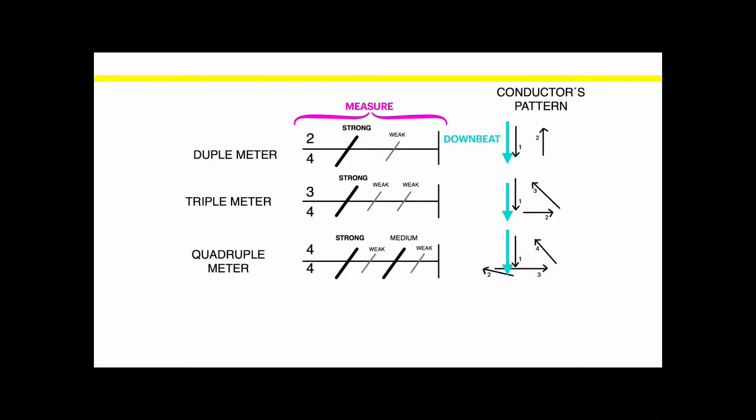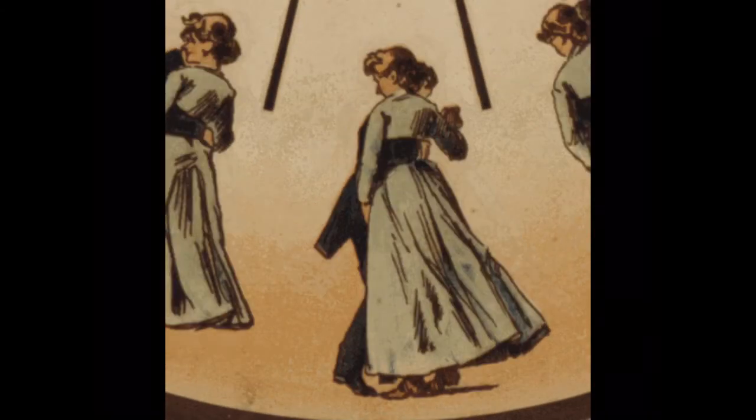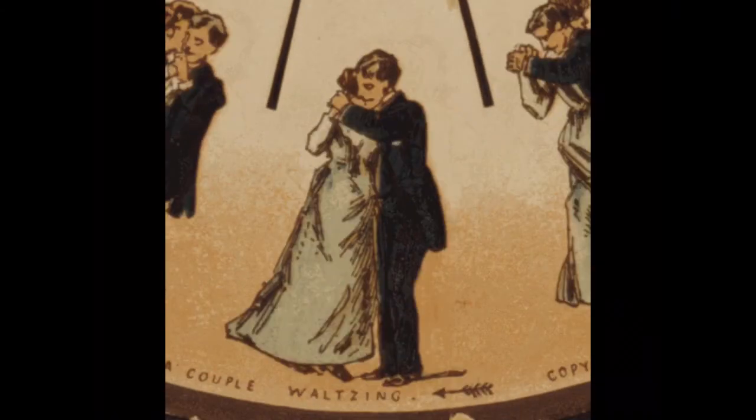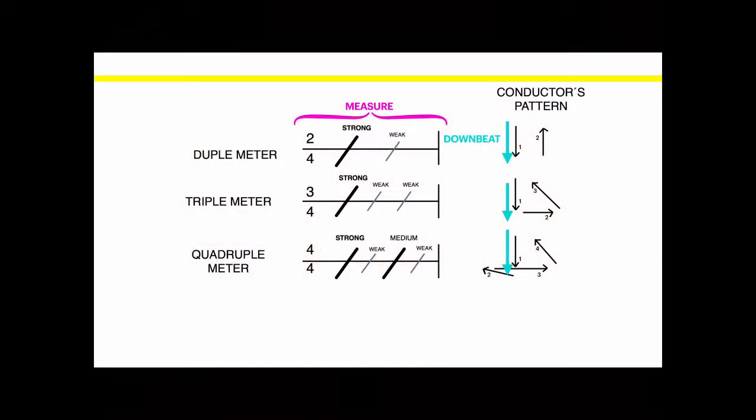A pattern of 3 beats to the measure is known as triple meter. All waltzes are in triple meter. 1, 2, 3, 1, 2, 3, etc. Another basic metrical pattern is quadruple meter, which contains 4 beats to the measure.